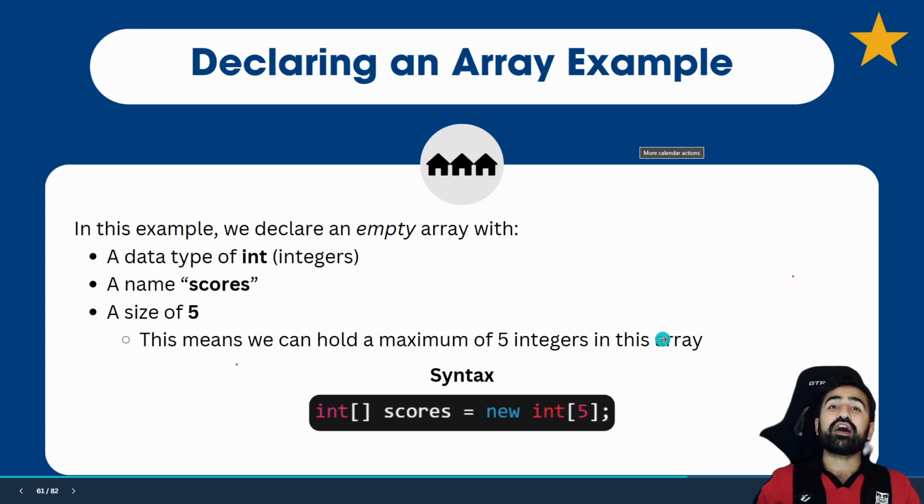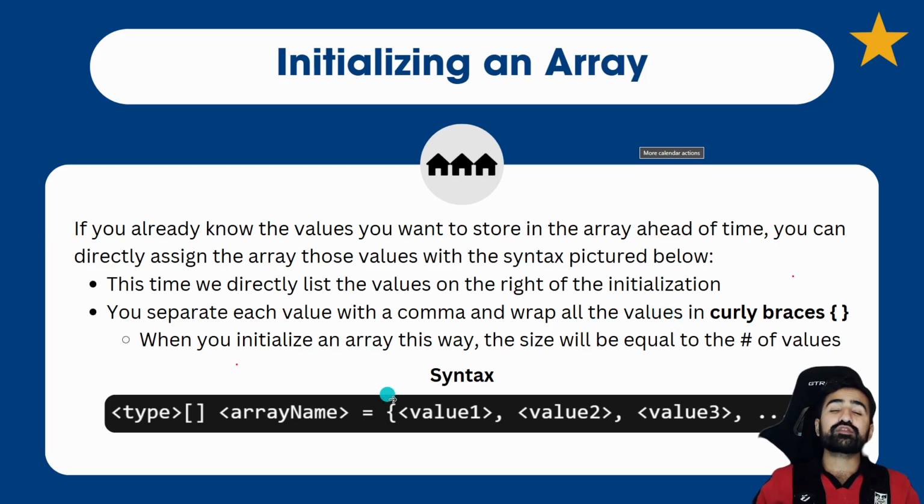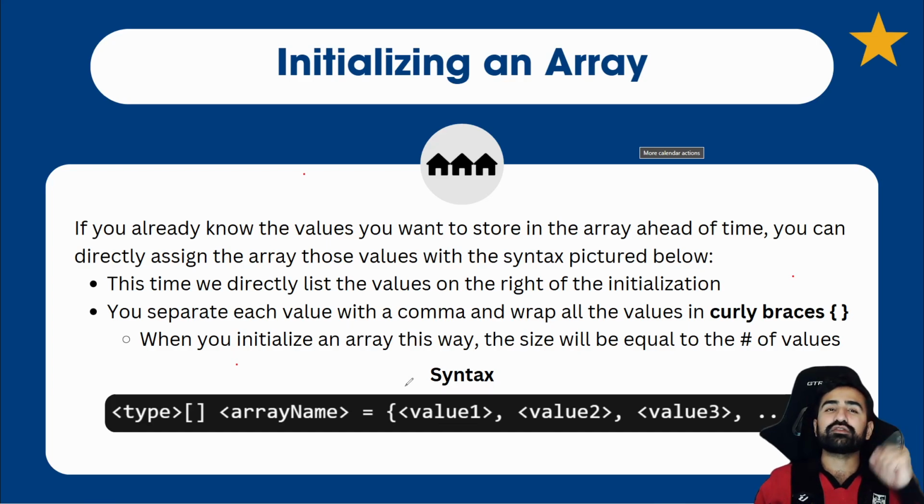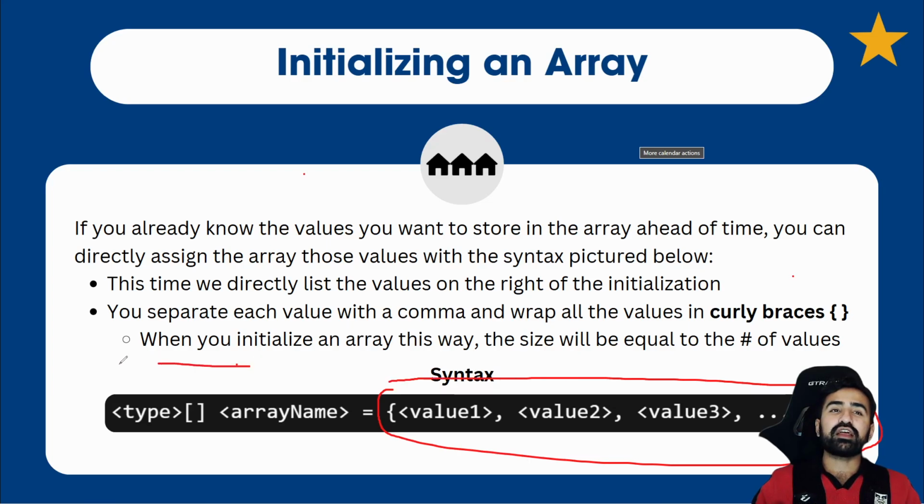Sometimes you already know the values ahead of time. So this is where you can use this syntax. If you already know the values you want to store in the array, you can use a curly brace on the right side and then list the values. Use commas to separate the values. Use curly braces on the right side to wrap the values. Notice the left side is the same as before: type, square brackets, array name. Okay, so that's when you know the values ahead of time.